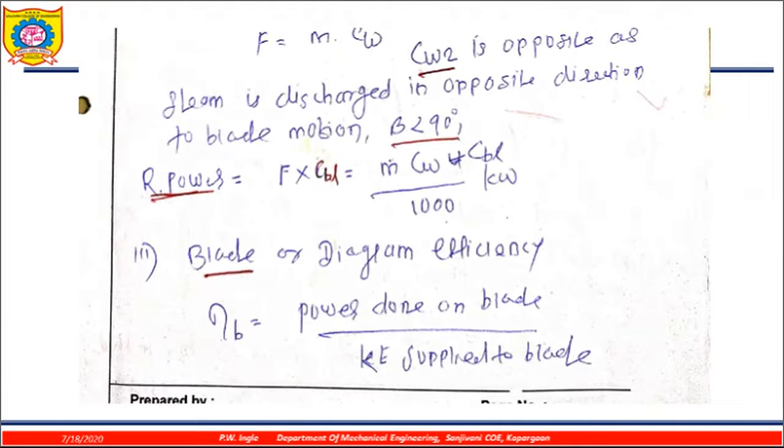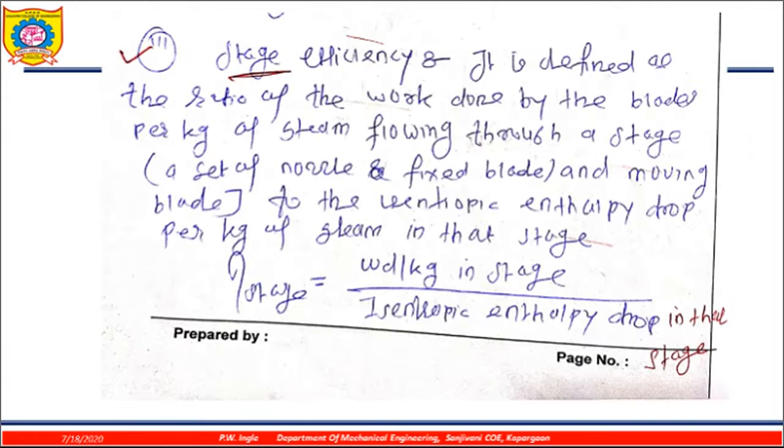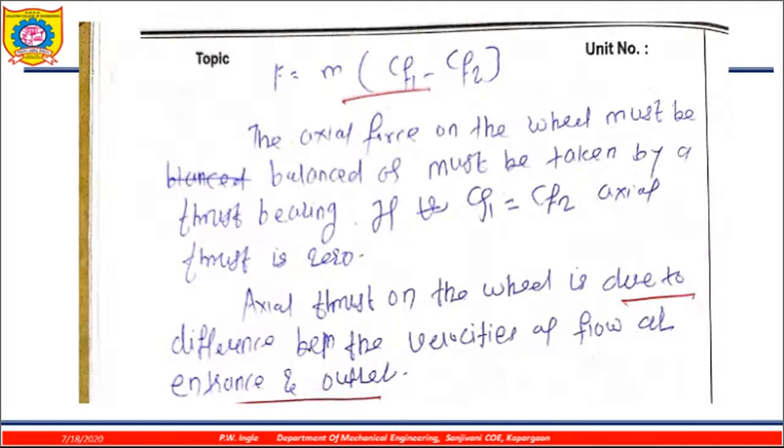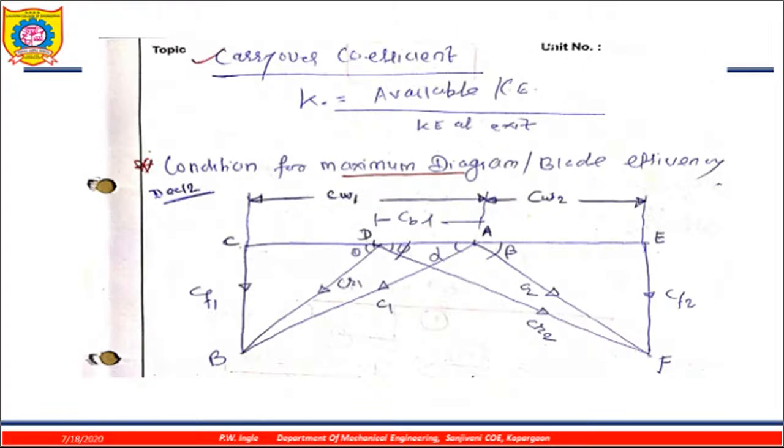Now today we will discuss the condition for maximum diaphragm or blade efficiency. This is a combination of inlet and outlet velocity triangles for an impulse steam turbine on a common platform, that is C suffix BL. BL is nothing but blade speed, and C is nothing but velocity.